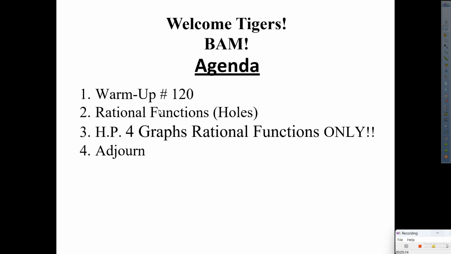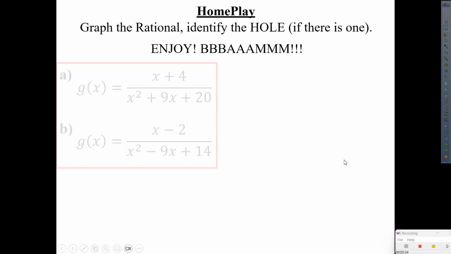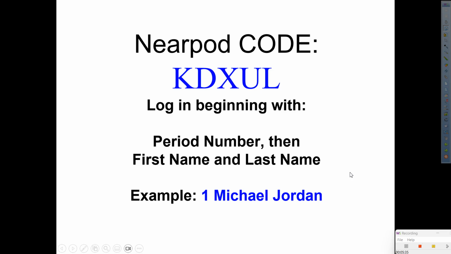All right, once again, warm-up 120 done. Rational functions, we're working on holes. And tonight you have 4 of those problems that you're going to do. And you turned in your home plate on Canvas already. And copy the code to access the home plate for tonight. Oh, hold on. There it is, KDXUL. Bless you. The home plate for tonight looks something like this.